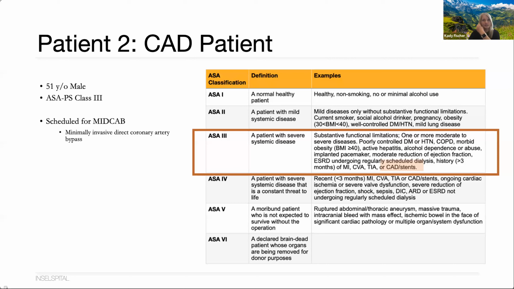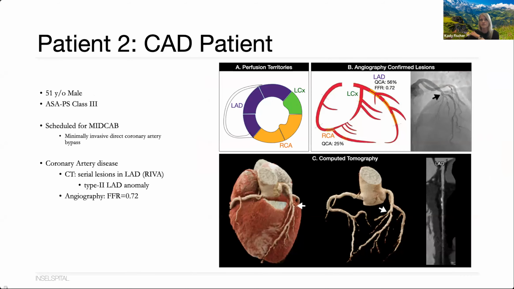And then it's also interesting now to compare it to CAD patients. So this is a patient scheduled for invasive direct coronary artery bypass. They're only 51 years old. And also what's interesting, this patient was characterized by CT and angiography. And they also had a type 2 anomaly. So it means that the LAD actually perfused a lot more of the myocardium than in a standard patient. And FFR was also done in the cath lab as well. So they had a hemodynamically significant lesion.